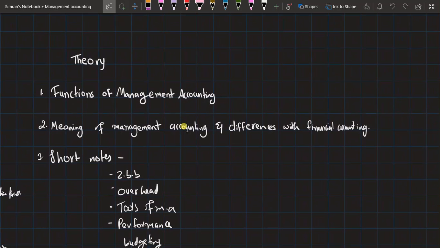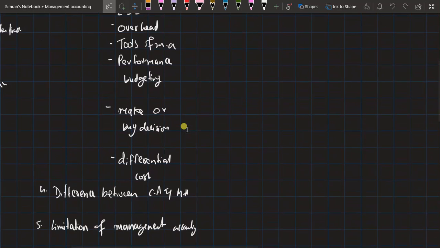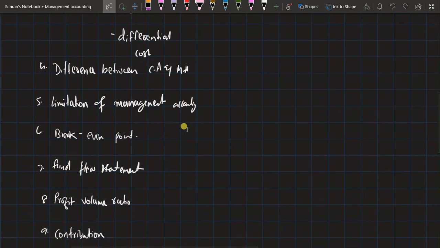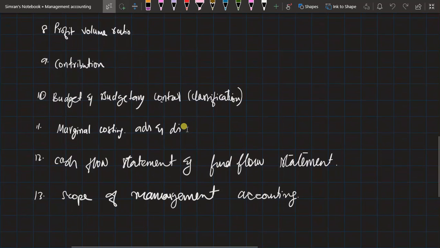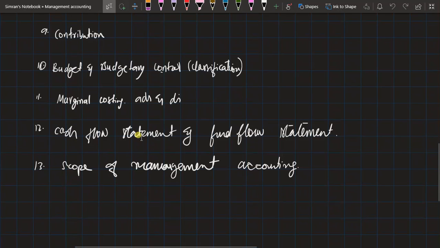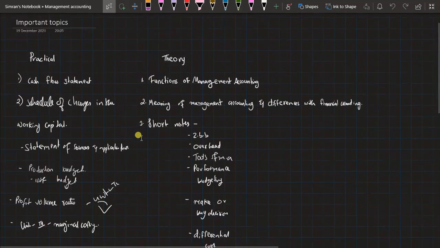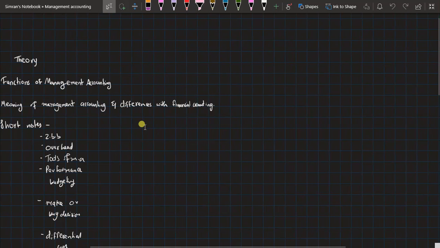In theory, the topics are functions of management accounting, meaning of management accounting and differences with financial accounting. Short notes: ZBB, overhead, tools of management accounting, performance budgeting, make or buy decisions, differential cost, and then differences between CA and MA, limitation of management accounting, break-even point, fund flow statement, profit volume ratio, contribution, budget and budgetary control classification, marginal costing, advantages and disadvantages, cash flow statement and fund flow statement, scope of management. If you choose theory over practical, then you can go through all of this and you don't need to look at the practical part.